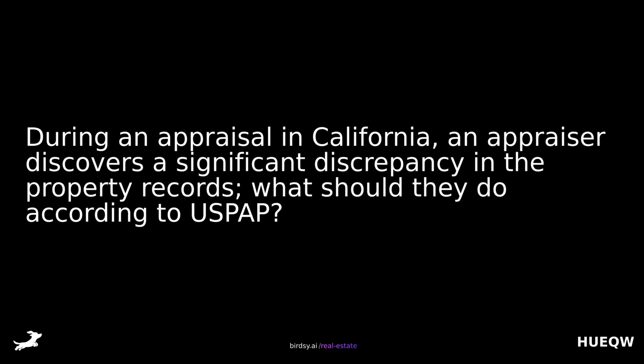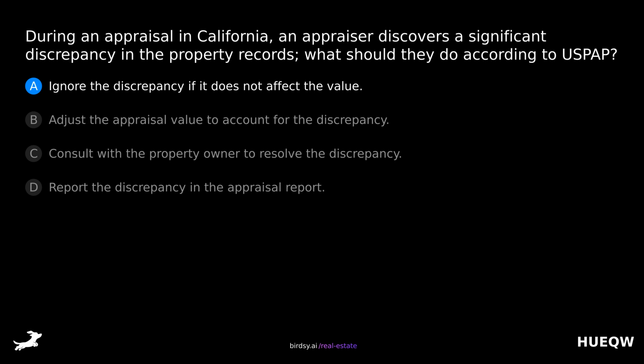What should they do according to USPAP? Is it A, ignore the discrepancy if it does not affect the value? B, adjust the appraisal value to account for the discrepancy? C, consult with the property owner to resolve the discrepancy? Or D, report the discrepancy in the appraisal report?